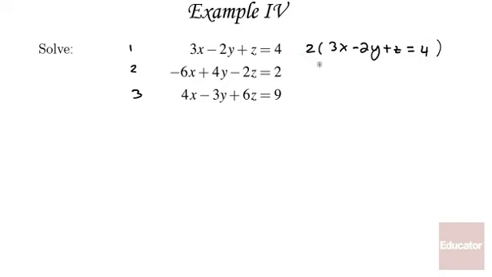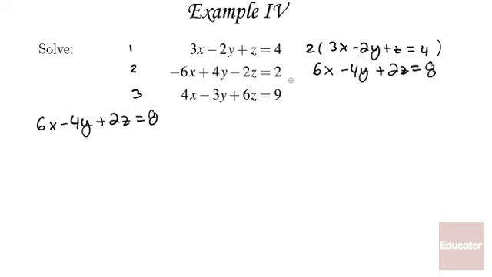So that's going to give me 6x minus 4y plus 2z equals 8. So I'm going to rewrite that right here. 6x minus 4y plus 2z equals 8, and that came from that first equation multiplied by 2, and I'm going to add it to the second equation. So plus negative 6x plus 4y minus 2z equals 2.